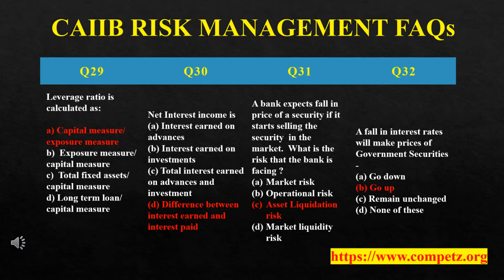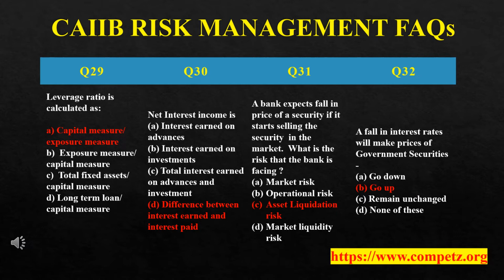Net interest income. So what is net interest income? Net interest income is actually the difference between the amount of interest paid as well as the interest earned. Interest earned and interest paid. So the difference is the net interest income. That's why the answer is the last option D.